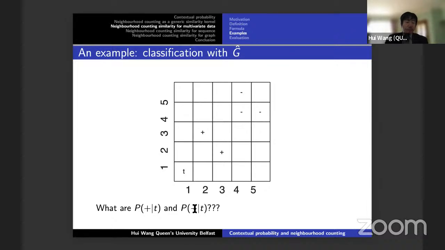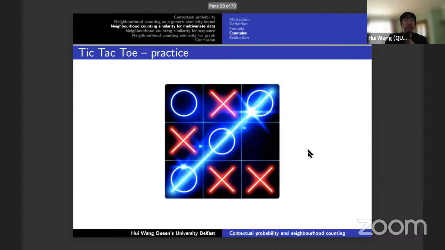And similarly for the minus class, all we need to do is to calculate the C function for T with every one of the negative class samples. And in that way, we will end up with a G probability, and that can be converted into the P probability through the linear relationship. Okay, so this can be used to solve practical problems.